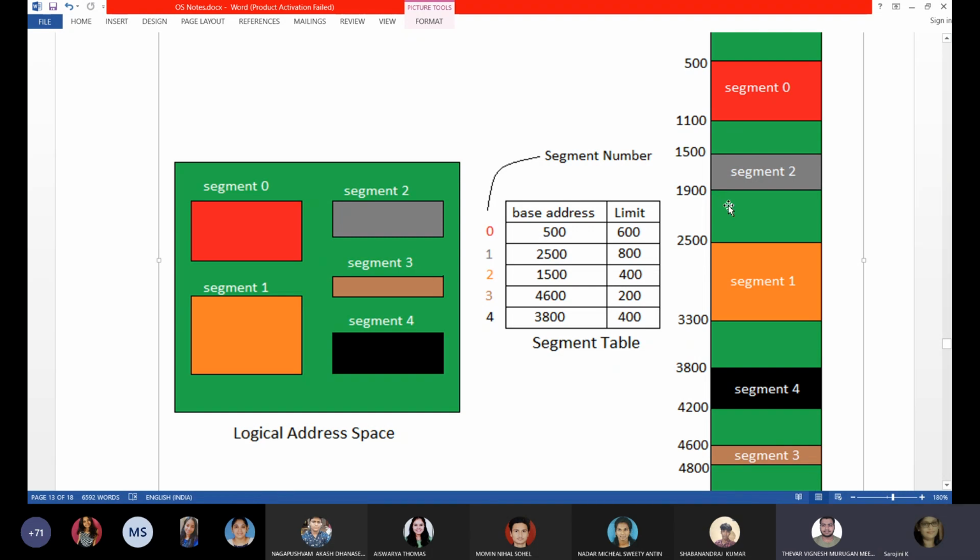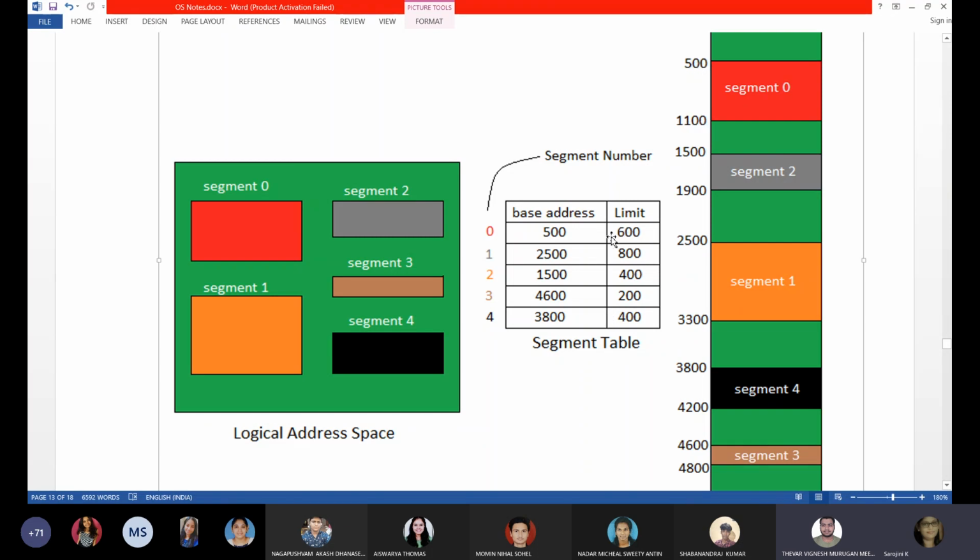Now in the main memory, segment 0 is stored here. Its base address is 500, that's what is given here. Limit is nothing but the total size of the segment, for example, how many bytes of data are there in the segment. So 500, and the end address of segment 0 is 1100. So 1100 minus 500 will be 600. That will be the size of the segment. So this segment's size is 500 bytes. Sorry, 600 bytes. 1100 minus 500 is 600.